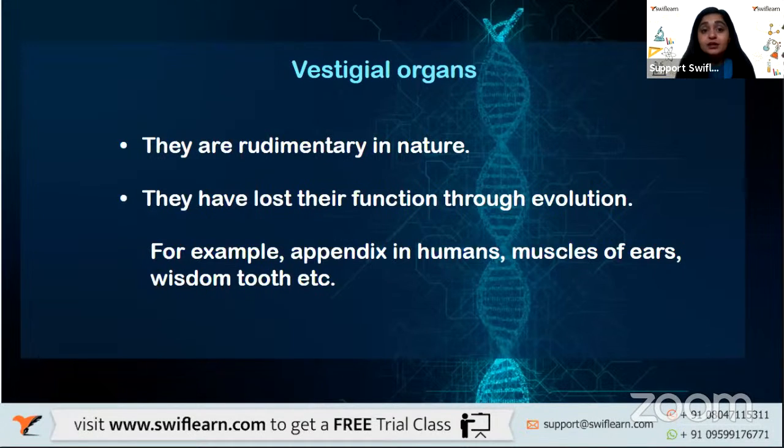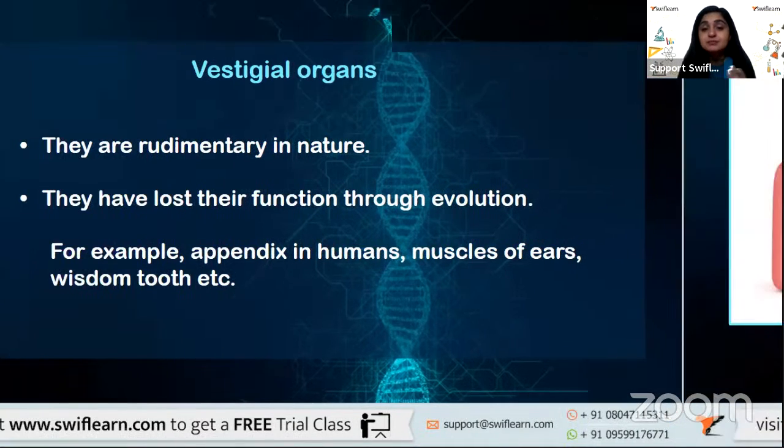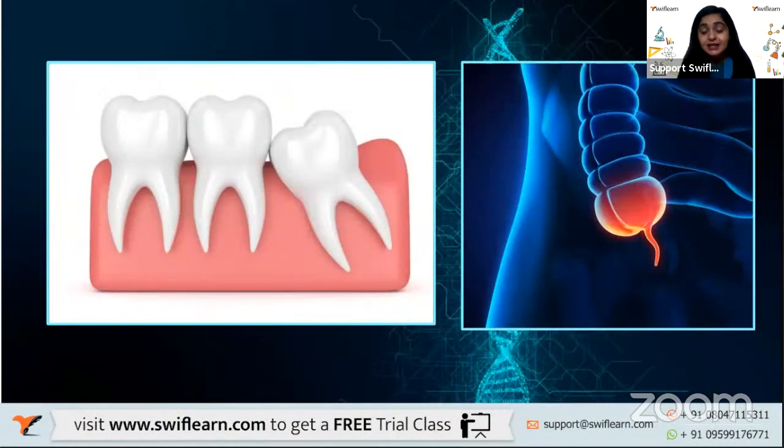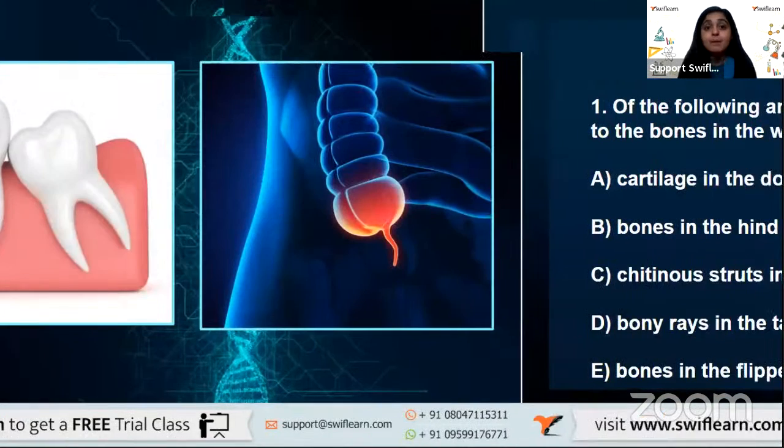They are rudimentary in nature. They have lost their function through evolution. For example, appendix in human, muscle of ears, and wisdom tooth, etc. So these are some of the organs or some of the muscles that were not so useful for the humans. So now they have somewhat lost their presence in the human bodies.